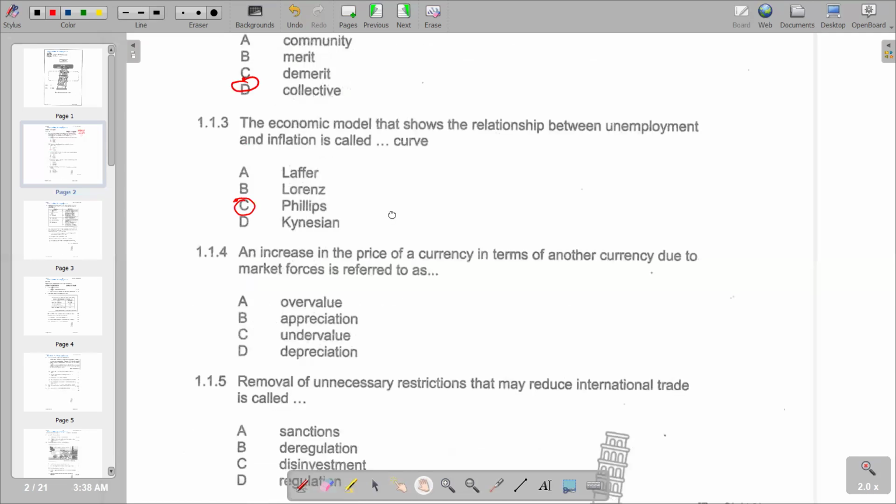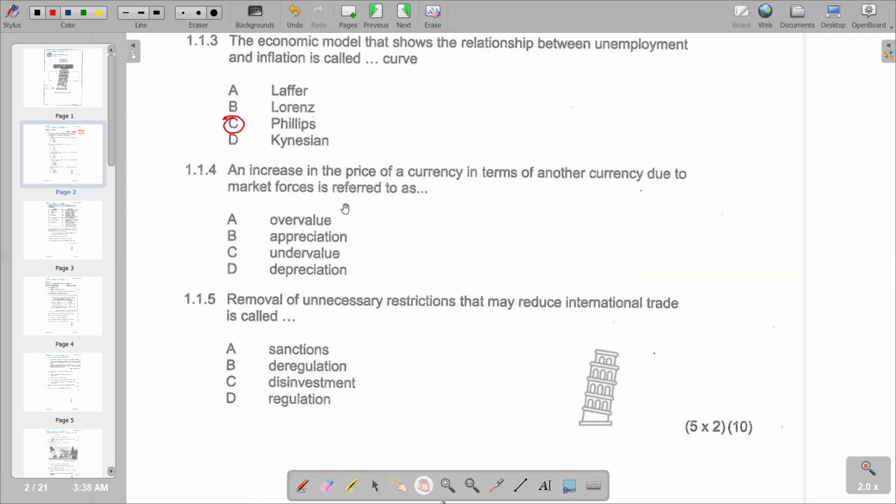An increase in the price of a currency in terms of another currency due to market forces is referred to as, and we know that this explanation is saying the increase is due to market forces. So when it's due to market forces, we know that it's appreciation. So we have appreciation as our correct response. So we go there and indicate appreciation, and appreciation is B. So we are saying B is the correct response that we have.